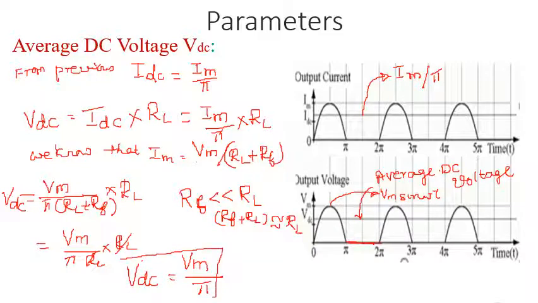That is the average DC value in the waveform. This line represents the average DC voltage, which is equal to the maximum voltage Vm divided by pi.